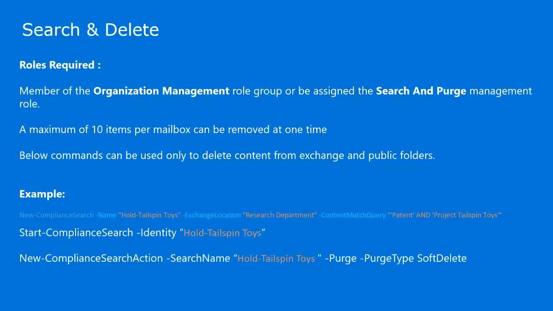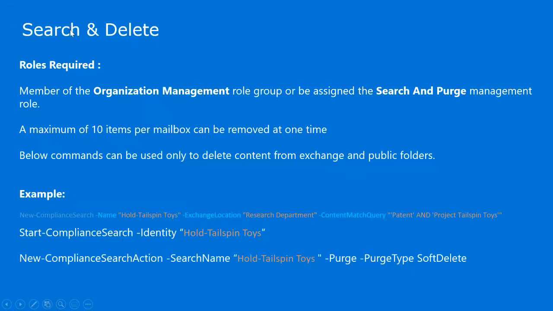So these are the roles which are required for search and delete, because it's a delete action. There is a specific role which is required for a member to perform delete on any mailbox. You have to be a member of the Organization Management role group, or you should be assigned the Search and Purge management role to be able to search and delete. A maximum of 10 items per mailbox can be removed at one time. This is a limitation which gets applied when you are performing search and delete.